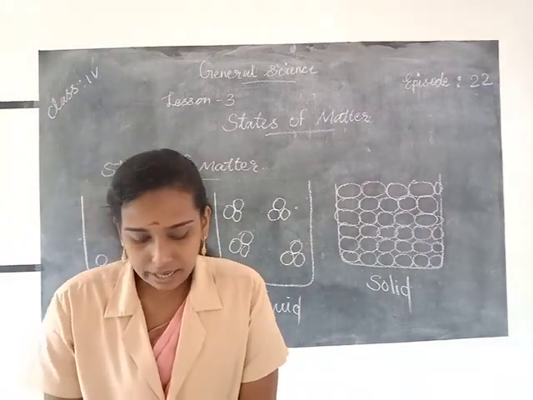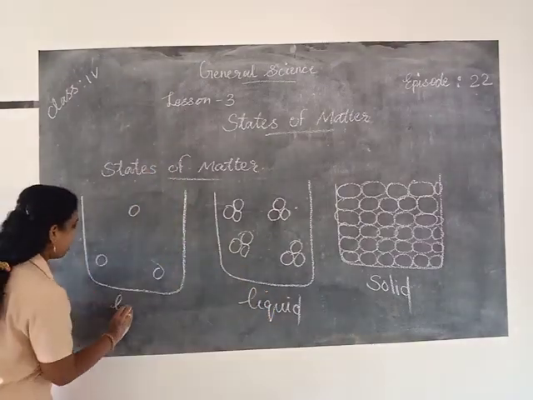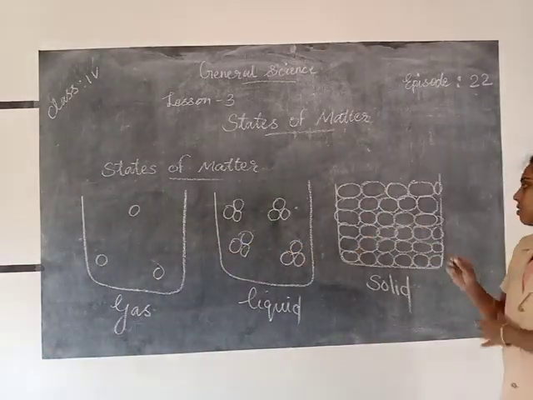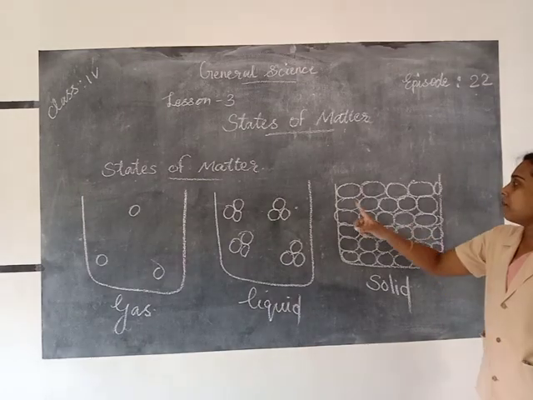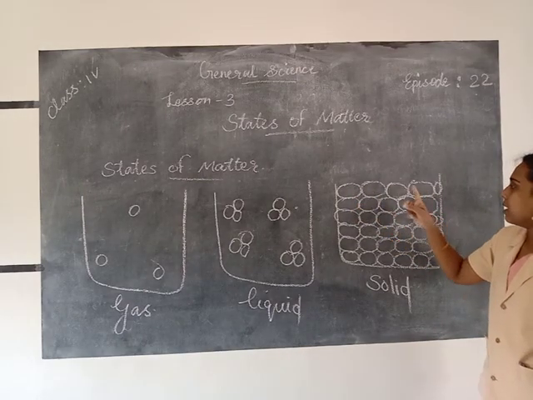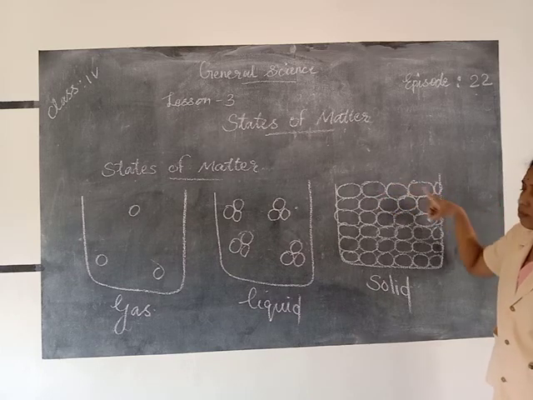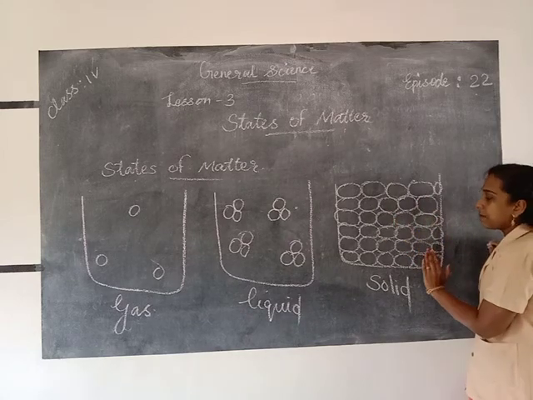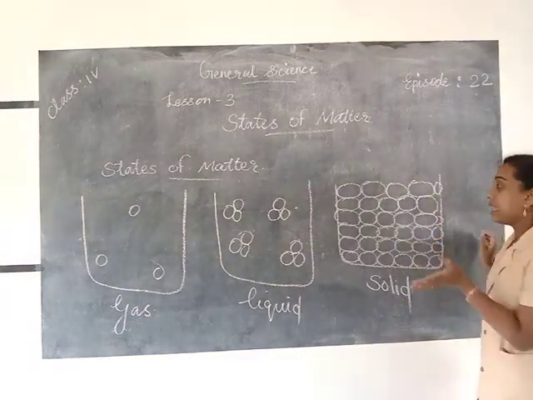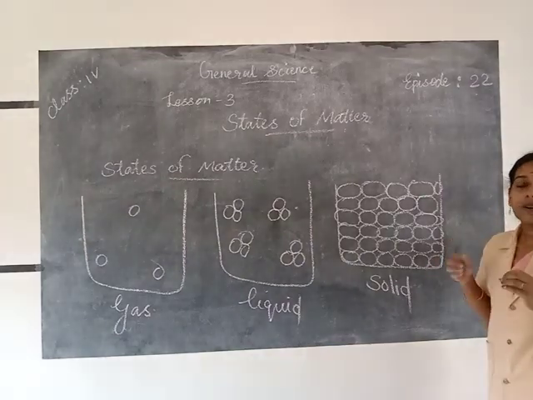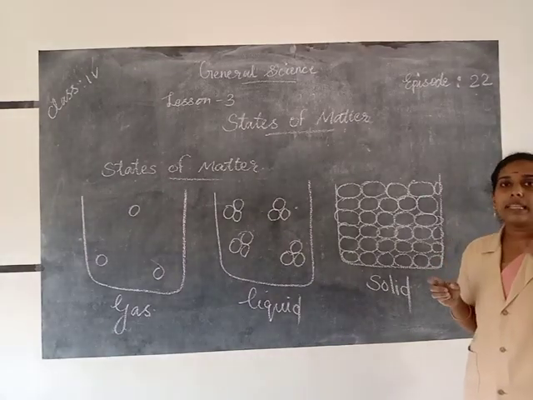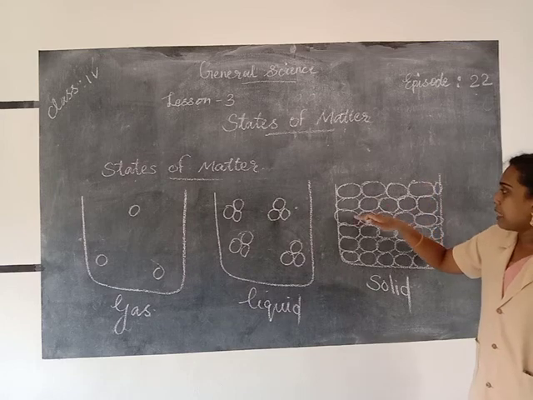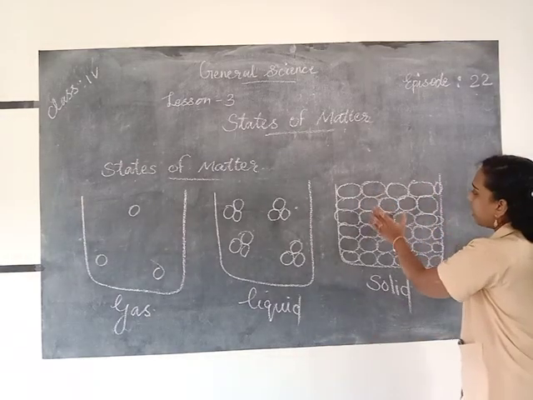Let us see the different characteristics of solid, liquid and gaseous state. Here this picture shows the solid state. Here you can see that the molecules are closely packed. There is no space between the molecules. In solid state, the molecules are closely packed and so they have definite shape. A solid substance has definite shape and definite volume because there is no space between the molecules.